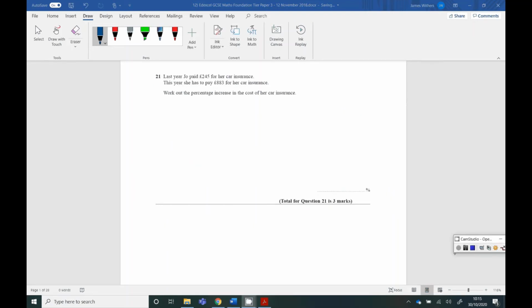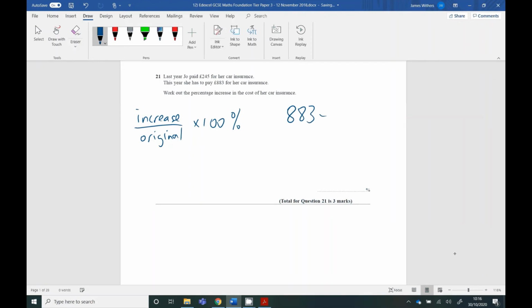Question 21. Now, to work out a percentage increase, you've got to work out the increase, divide that by the original amount, and then multiply all of that by 100 to turn it into a percentage. So the increase is the amount that it's gone up by. So that's going to be 883 take away 245. So 883 take away 245, we get 638.